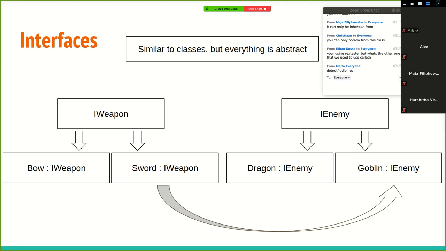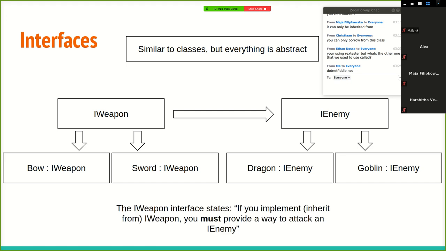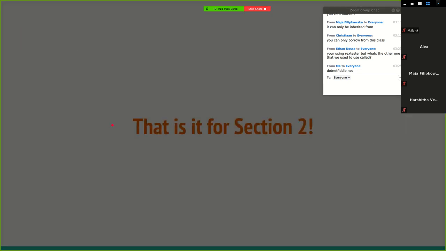But by creating an interface, we can just say, oh, weapons can hit enemies. And we just define this general way for weapons to hit enemies. So what the eye weapon interface states is that if you implement me, if you inherit from me, if you are an eye weapon, so bows and swords are eye weapons, you must provide a way to attack any eye enemy. So that's what our eye weapon class is going to say, which will give us this really powerful, interesting way to easily define a structure like this, to have really complicated objects that can take on so many different forms interacting with each other in a very simple way.